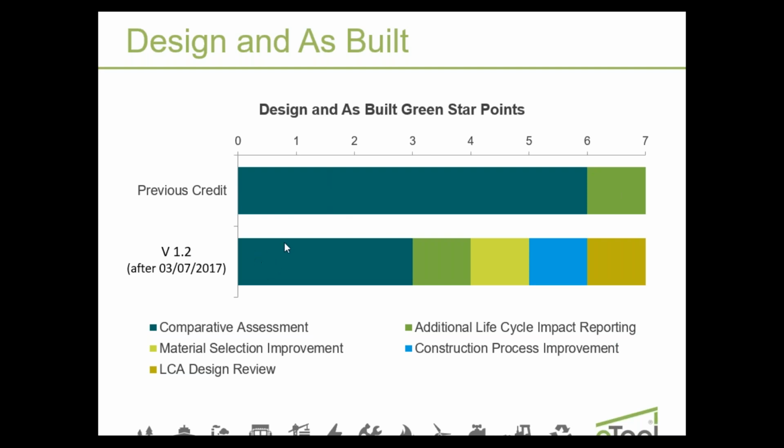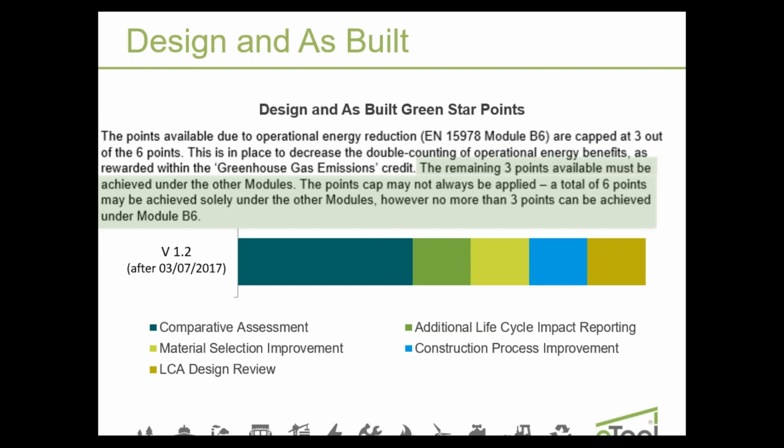Now the spread looks a bit different. It's not very accurate, this graph. Basically, you still can get 6 points with life cycle assessment, and on top of that, those are the points. But it became a bit difficult because of the double counting. Basically, what happened, so the life cycle or comparative assessment was cut to 3 points if the major reduction would come from module B6, right? So the operational energy, and it really makes sense. There was a problem of double counting.